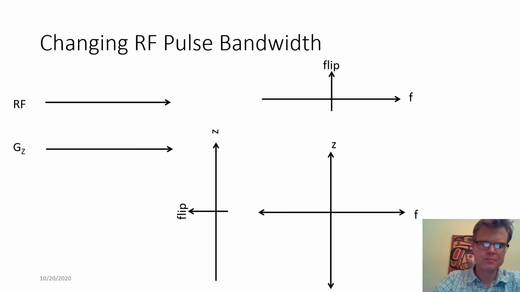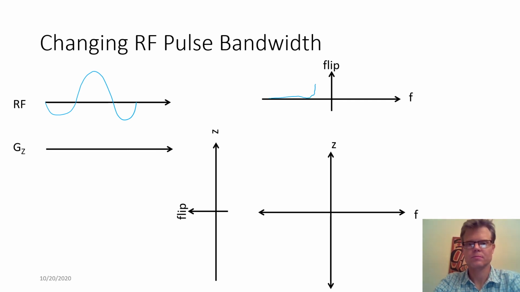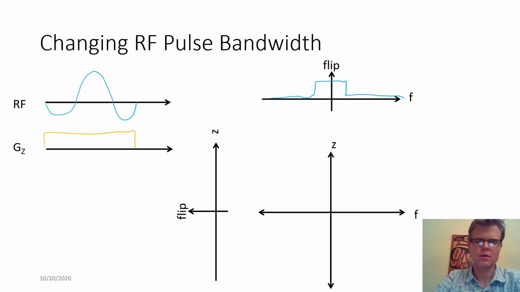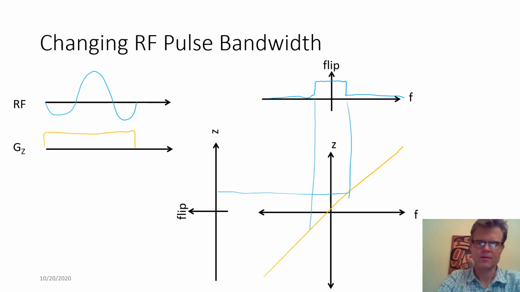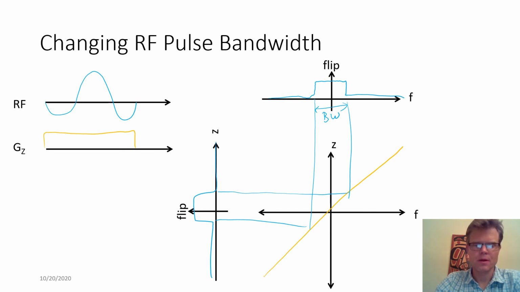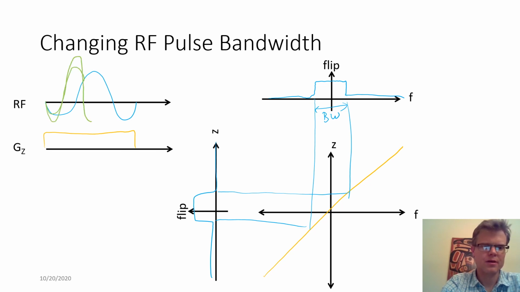Okay, and one final example here. What if we take our original pulse shape and we manipulate the pulse bandwidth? And in this picture, quickly sketching this since you've seen this a few times, recall that this value here is our bandwidth. Say in this case we compress and scale our RF pulse.